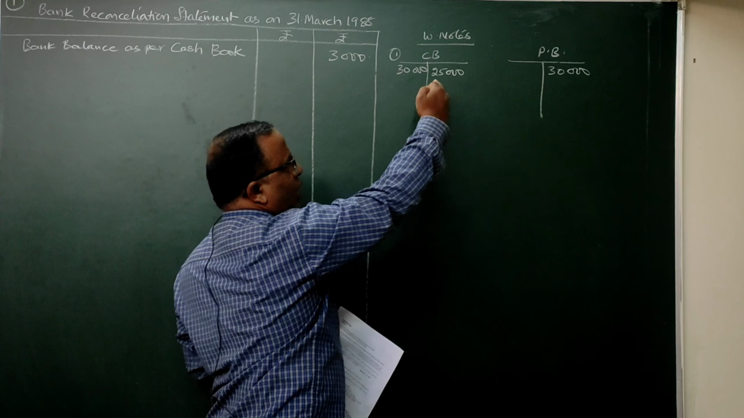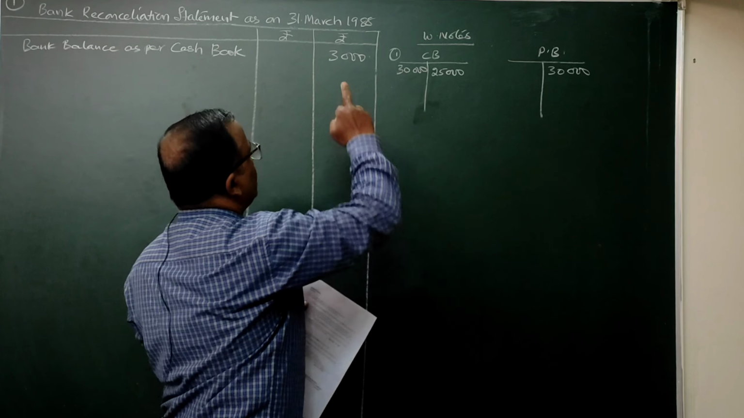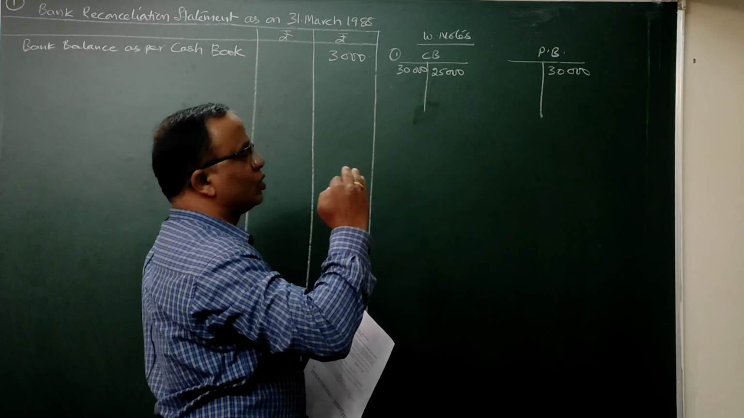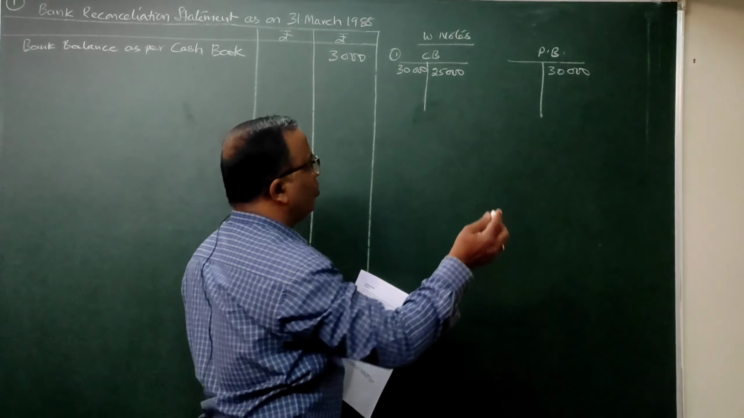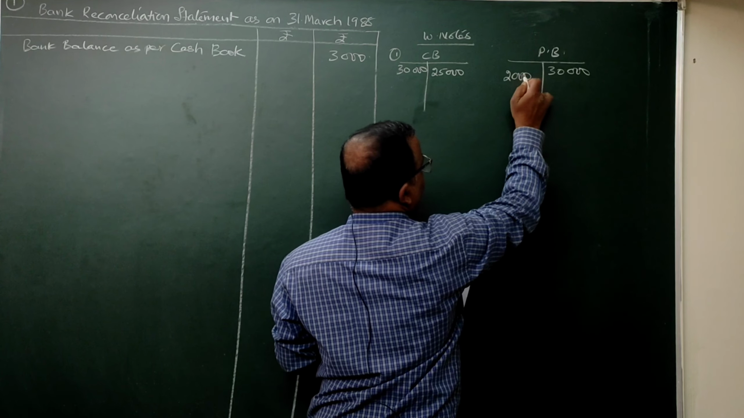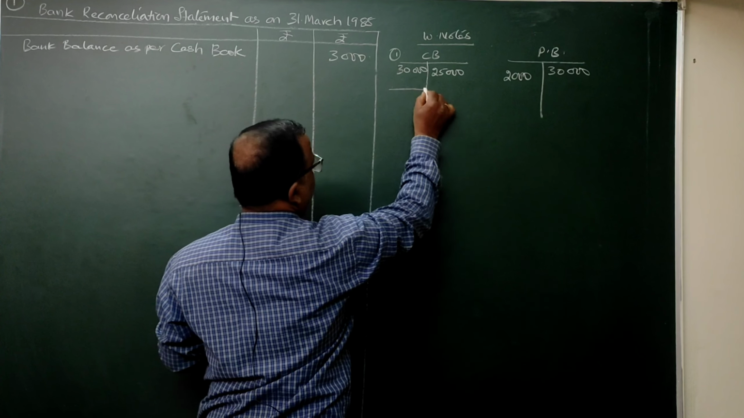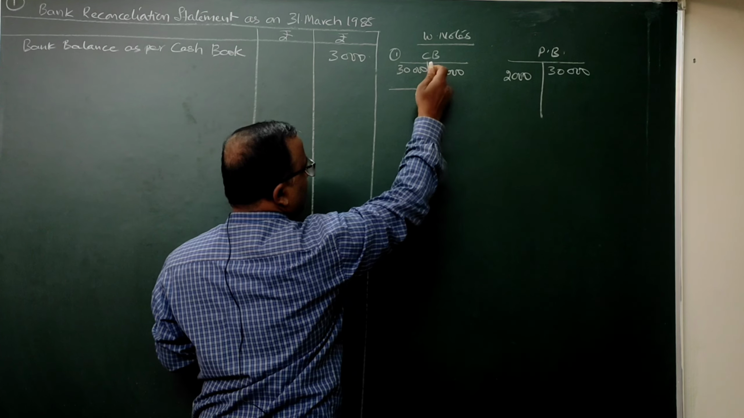Whereas out of this 25,000, only 2,000 were presented for payment up to this particular date. That means 2,000 worth of checks have gone to the bank. The bank has made payment, how much? 2,000. It will post it on the debit side of the passbook. Now you observe here. Out of 30,000, your cash book is showing that 25,000 rupees have gone out.